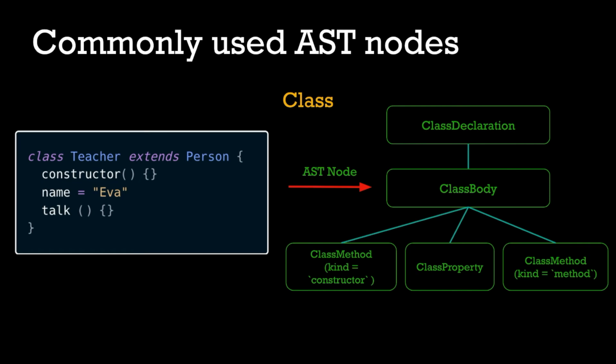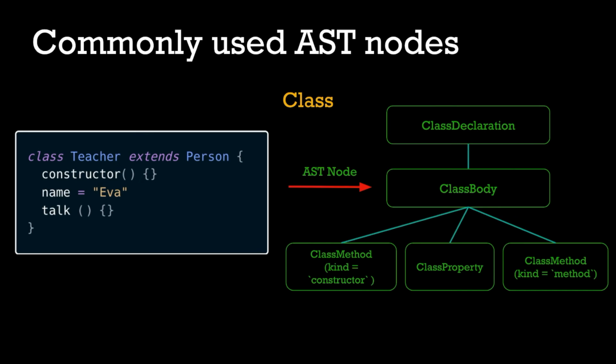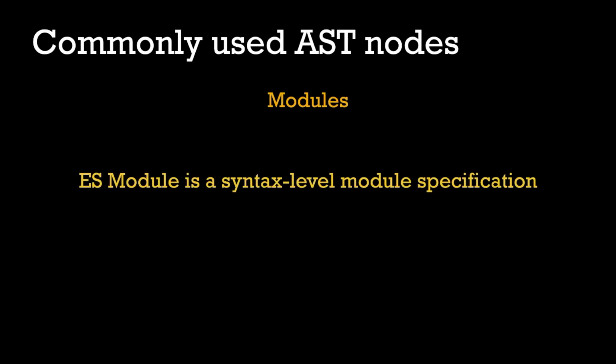Okay, so class is a syntax in ESNext, so there is a dedicated AST in Babel to represent it as well. Okay, so that would be all for class. Next will be the modules.